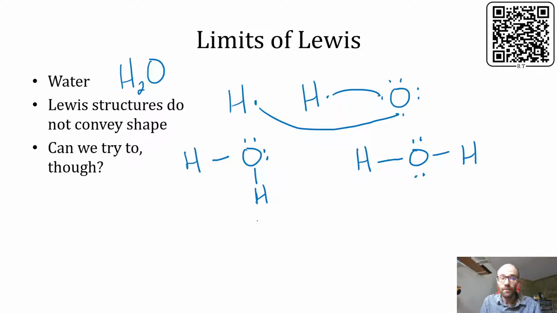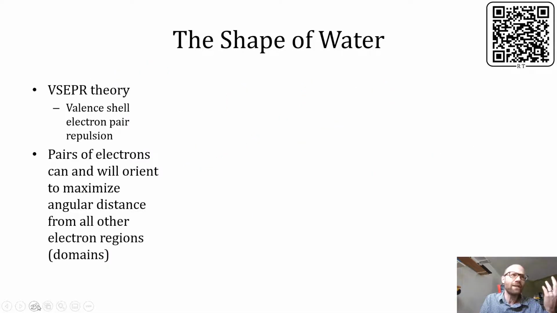So technically, both of these structures convey the bonding in water. Two shared pairs, two lone pairs. That said, if we knew how water behaves and how it looks, could we pick one of these as a better structure moving forward, so that even though we don't draw it in 3 dimensions, we can at least represent it on paper and have a discussion without getting confused? And the answer is yes.